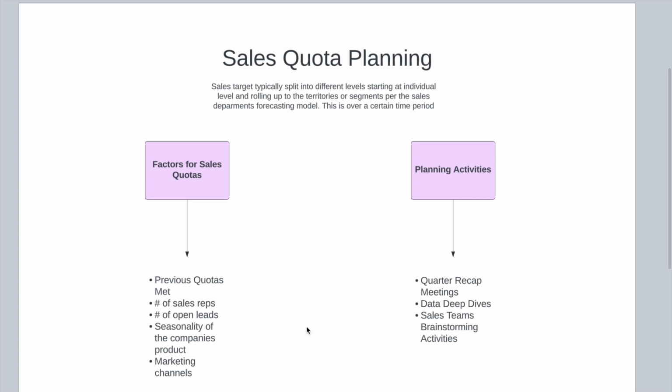Then I guess one thing that is also kind of adjacent to this is marketing channels. As a sales rep, you shouldn't focus too much on the leads that are coming in and solely relying on leads that are coming in through your marketing channels.